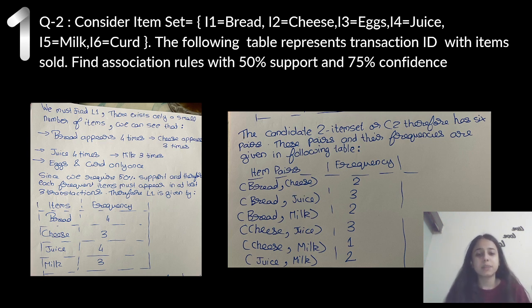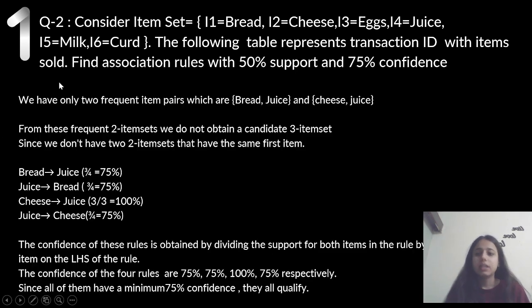Bread, cheese; bread, juice; bread, milk; cheese, juice; cheese, milk; juice, milk. We have only two frequent item pairs, which are bread, juice and cheese, juice. From these frequent 2-itemsets, we do not obtain a candidate 3-itemset, since we do not have 2-itemsets that have the same first item. The rules are bread to juice 3/4, juice to bread 3/4, cheese to juice 3/3, juice to cheese 3/4.